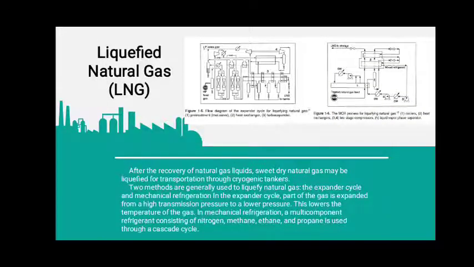Next is liquefied natural gas or LNG. After the recovery of natural gas liquid, sweet dry natural gas may be liquefied for transportation through cryogenic tankers. Two methods are generally used to liquefy natural gas: the expander cycle and mechanical refrigeration. In the expander cycle, part of the gas is expanded from a high transmission pressure to a low pressure. This lowers the temperature of the gas. In mechanical refrigeration, a multi-component refrigerant consisting of nitrogen, methane, ethane, and propane is used through a cascade cycle.